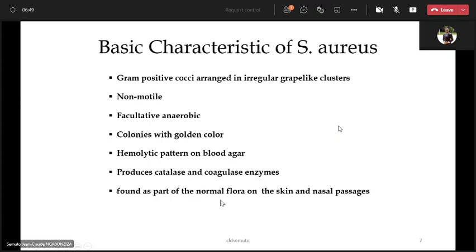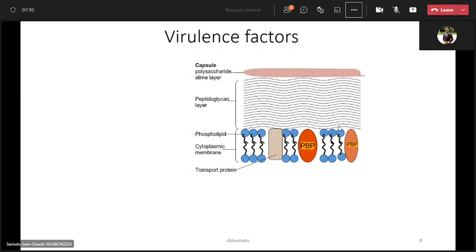And it's found as normal flora on the skin and nasal passage, so the nasal tract. So they are always there in most people. So as virulence factors, Staph aureus has a capsule, which is a polysaccharide slime layer on top of the peptidoglycan layer, as you remember the structure.